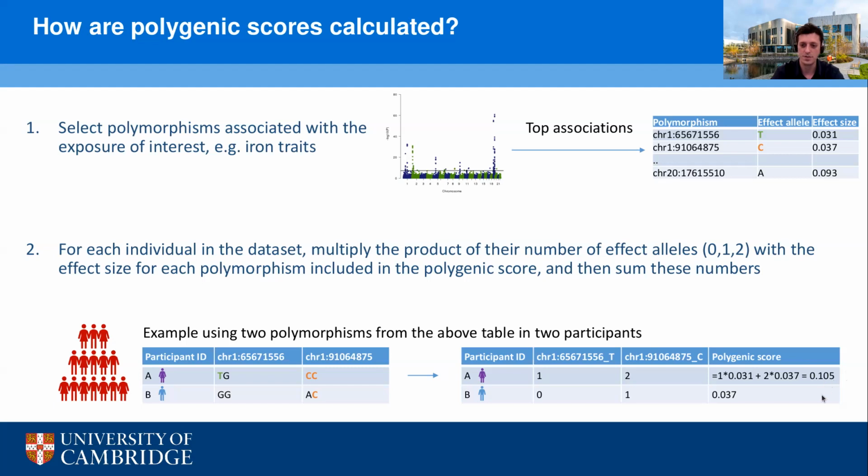And if you compare the polygenic score between participant A and participant B, you can see that participant A has a polygenic score that is more than twice as large as participant B, suggesting that participant A may have a higher genetic predisposition for the trait of interest. It could be iron, could be something else.